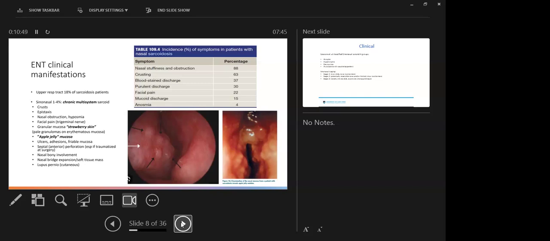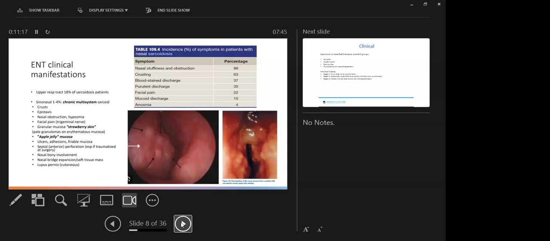You can have nasal bony involvement. You can have some nasal bridge expansion, even a soft tissue mass. And as we showed in the image before, you can have cutaneous lupus pernio, which is quite obvious to see, and is actually quite a nice clinical sign to use. In the patient that we saw earlier this week, our patient actually didn't have any discernible septum at all, and quite significant nasal crusting in the nasal passage.